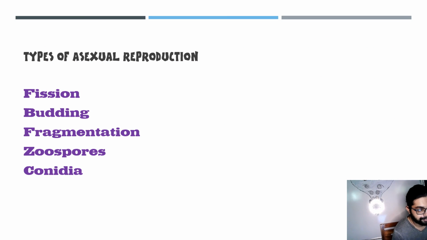Types of asexual reproduction. There are different types of asexual reproduction like fission, budding, fragmentation, zoospores, and conidia. Individually I will discuss them in my next videos.